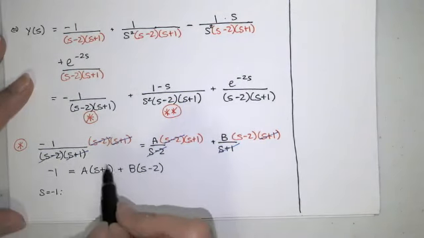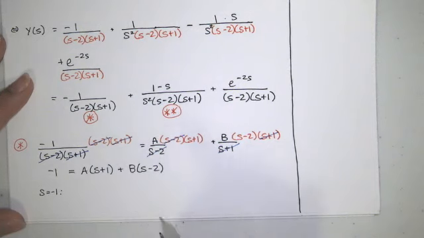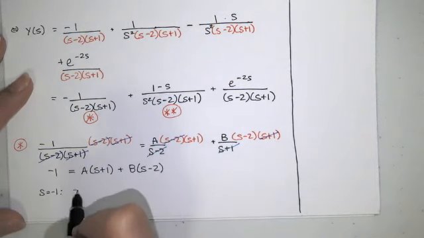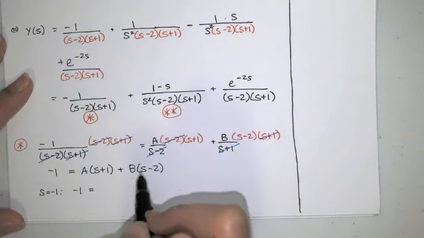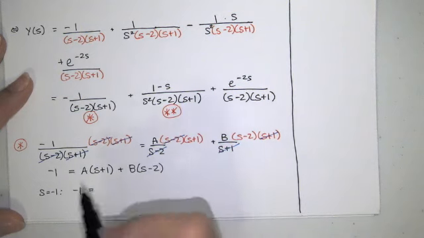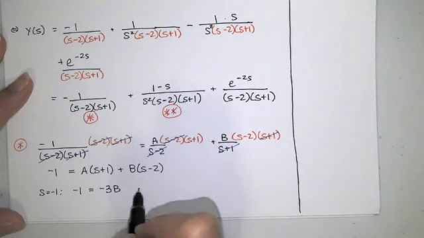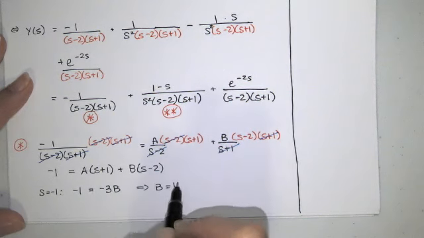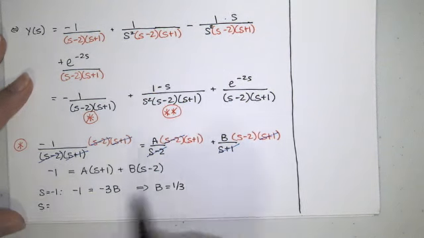When s equals -1, this guy is gone. Well, -1 plus 1 is 0. So on the left-hand side, we have -1 equals b times -1 minus 2. So that's -3 times b. So b equals +1/3. And this guy is 0 if s equals +2.